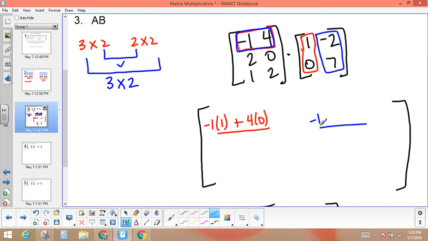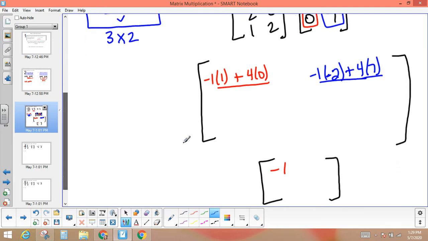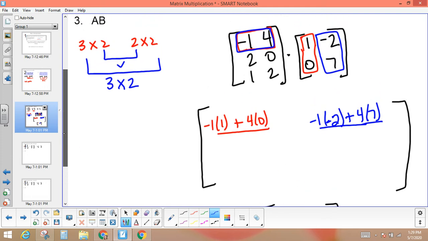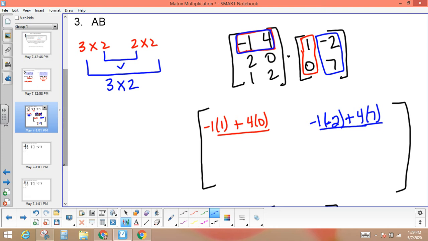So we're going to say -1 times -2 plus 4 times 7 to get that number. All right, so what's that going to be? 2 plus 28, so 30. All right, I may run out of colors, y'all. Okay, so now we're ready for row 2, column 1.